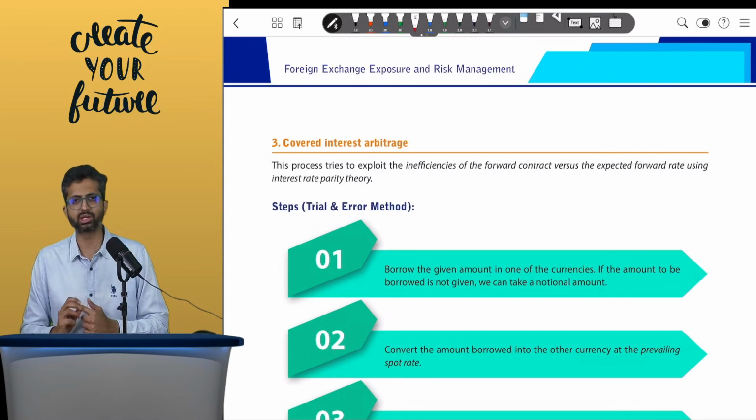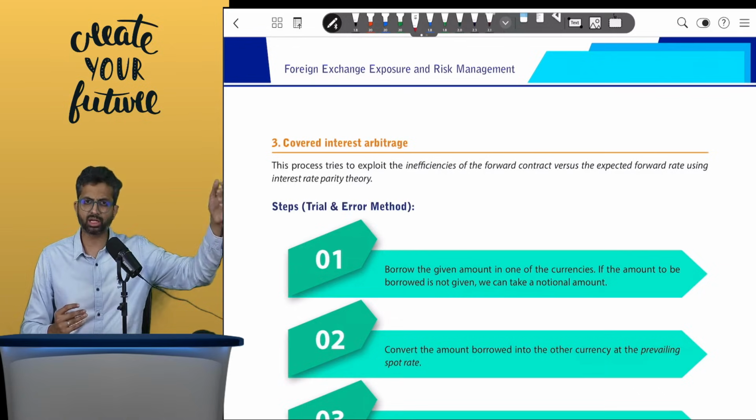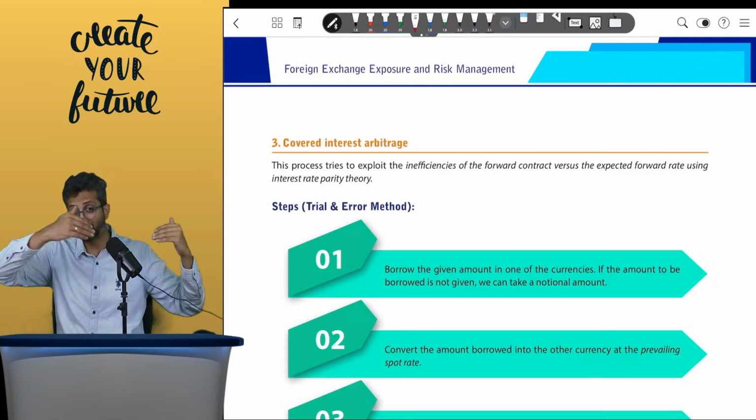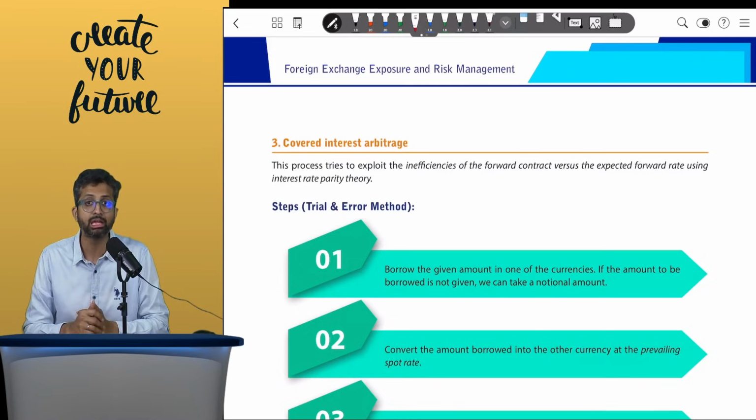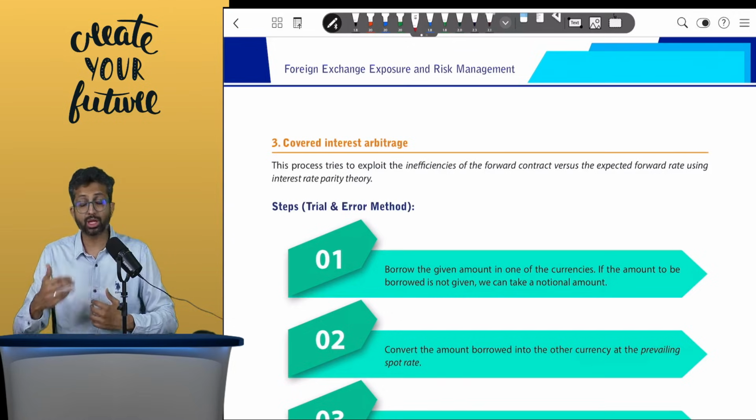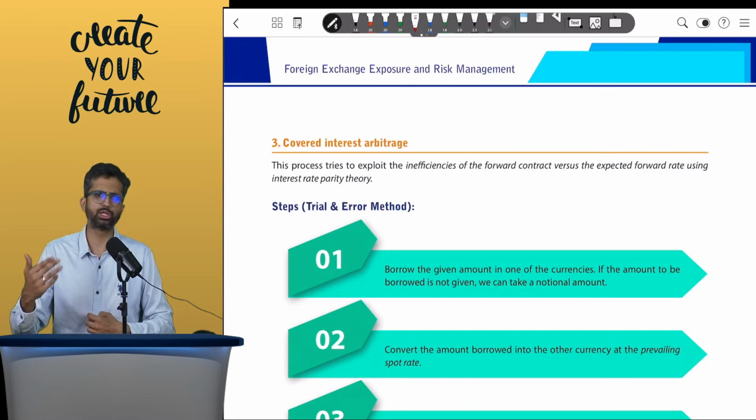Under covered interest arbitrage, you will borrow in one currency, convert and invest in another currency, and after that you will bring it back at the actual forward rate, and if there is a difference, there would be an actual gain or loss. Now there are various ways in which you figure out which currency to borrow.